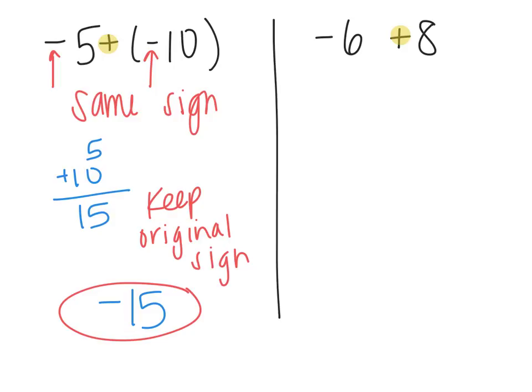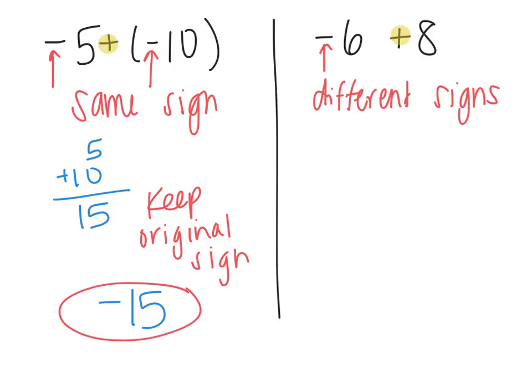Now the next example, -6 plus 8, is slightly different because here I have a negative, but my 8 is a positive 8. So this is a case of when I have different signs. So I'm no longer going to add those two numbers together. As soon as I see that I have different signs, you are going to subtract. Remember, the bigger number minus the smaller number.